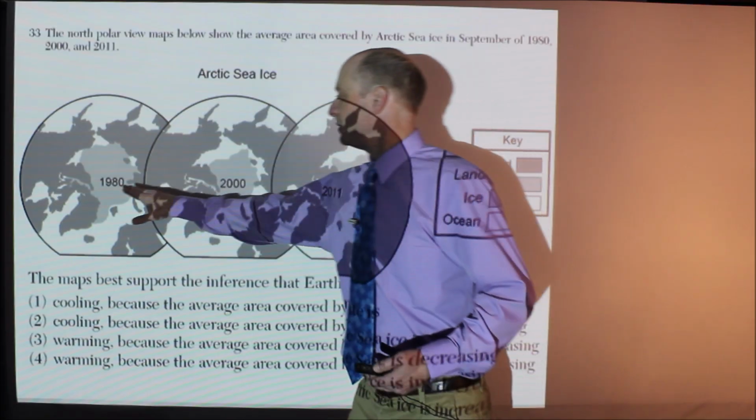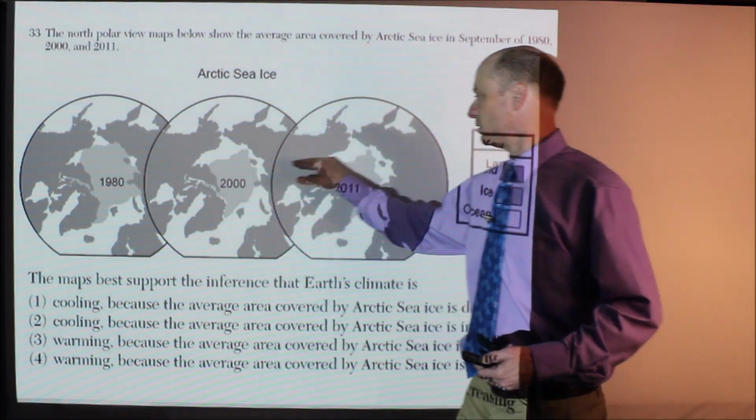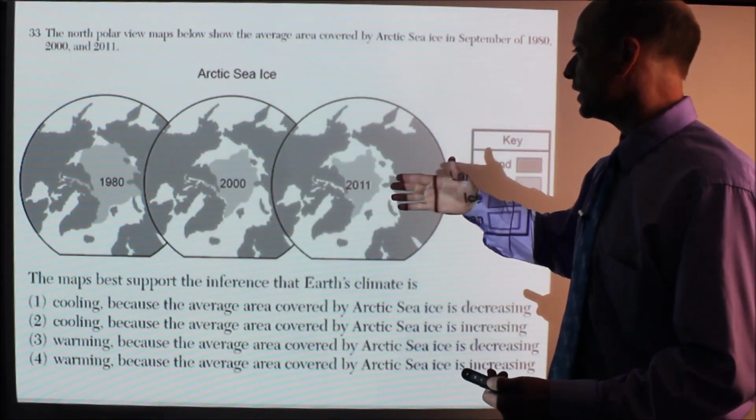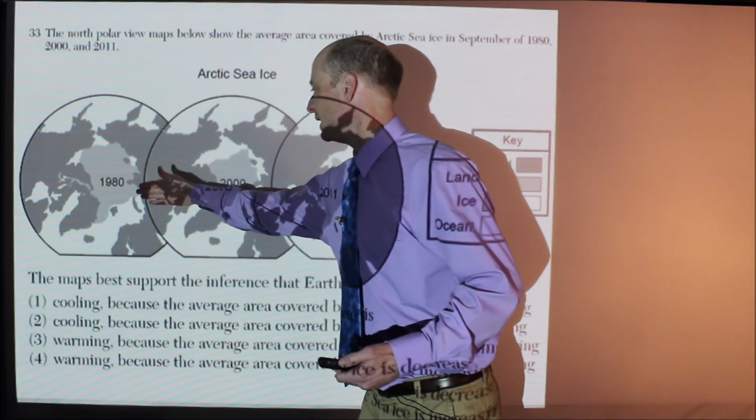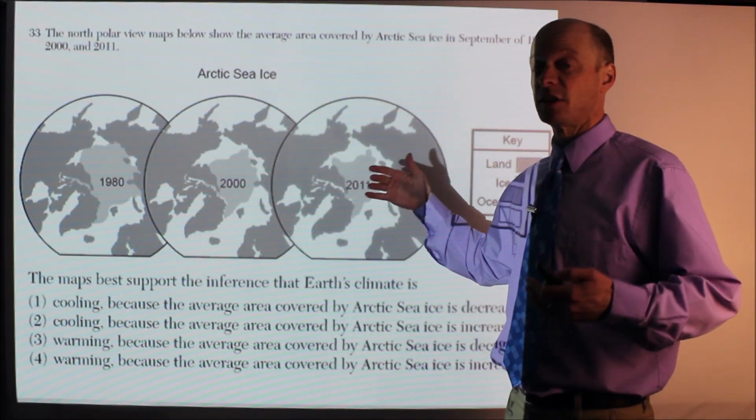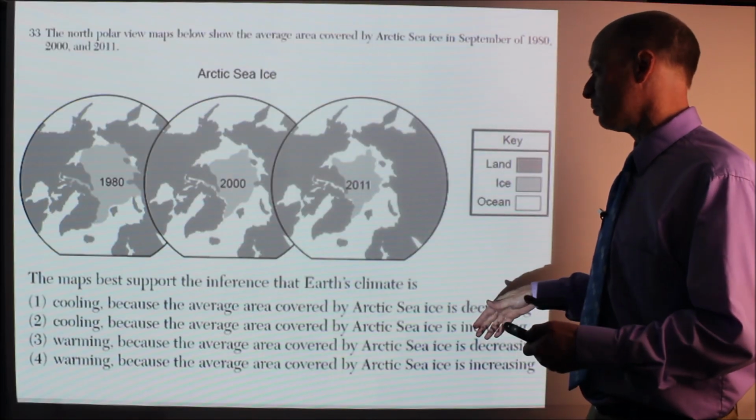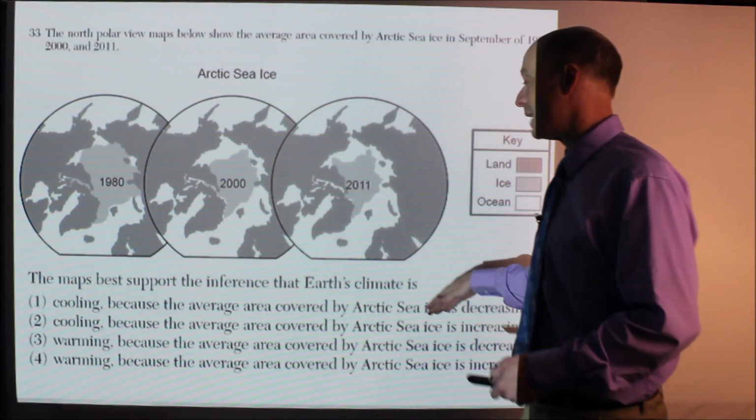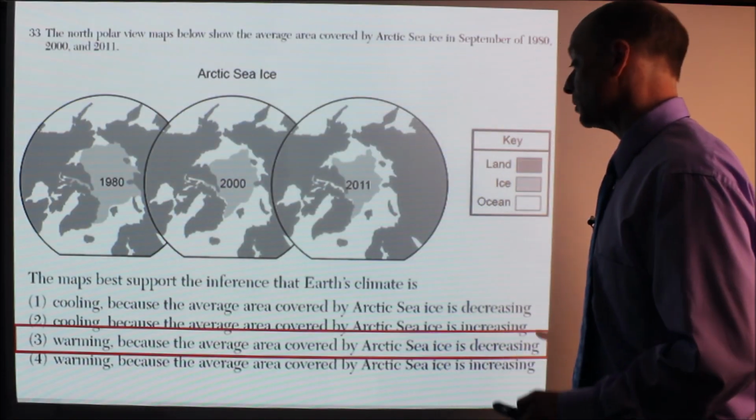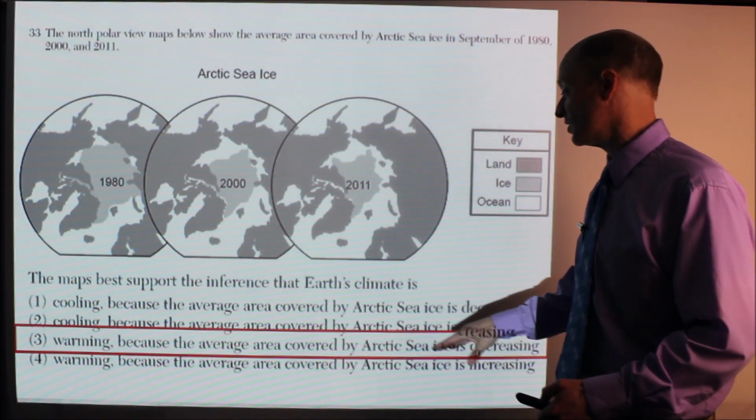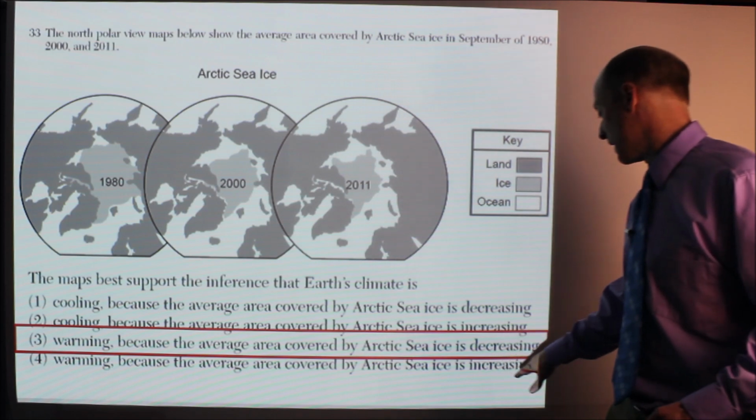So look from 1980 to 2000 to 2011. Look at the change here. You see the ice is shrinking. There's going to be less ice. Therefore, the question asked, the maps best support the inference that Earth's climate is, and the answer is going to be 3. Warming, because the average area covered by ice is decreasing.